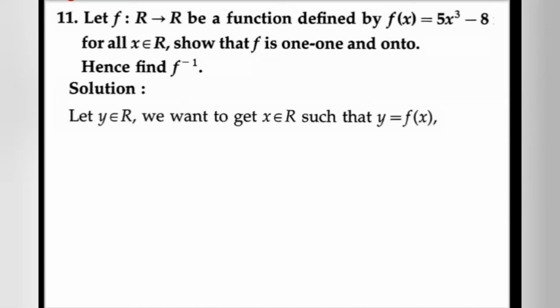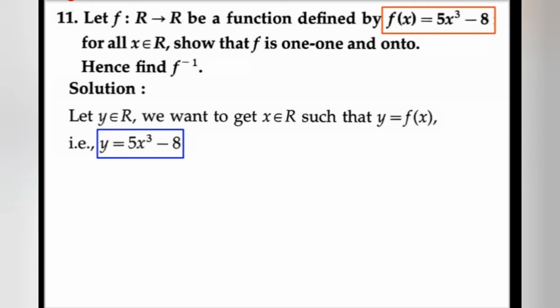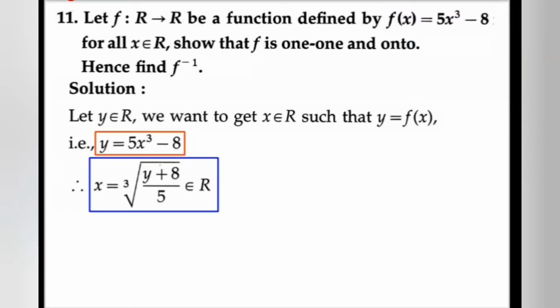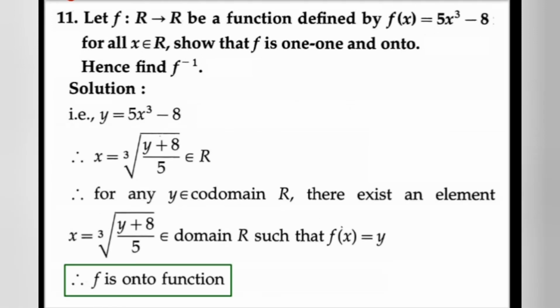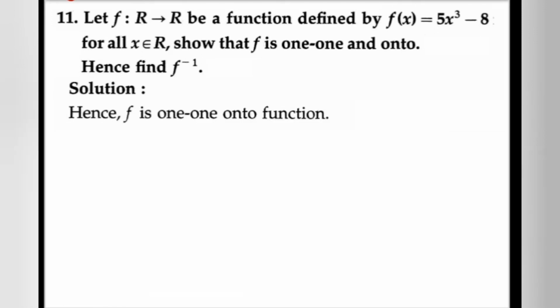Let y belong to R. We want to get x belonging to R such that y = f(x). That is, y = 5x³ - 8. Therefore, x = ∛((y + 8)/5) belongs to R. Therefore, for any y belonging to codomain R, there exists an element x = ∛((y + 8)/5) belonging to domain R such that f(x) = y. Therefore, f is an onto function. Hence, f is a one-one onto function.